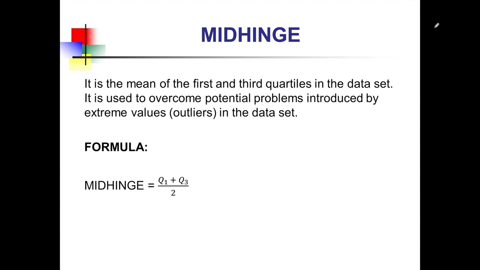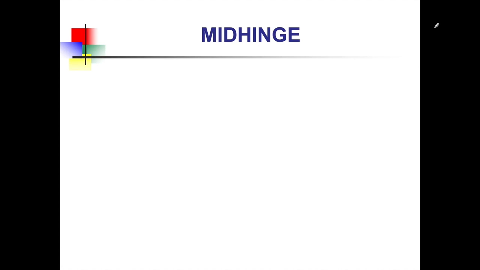Okay? So for Midhinge, ang formula niya napakadali lang: quartile 1 and quartile 3, i-add natin sila, divided by 2. Since by definition, it is the mean of the first and the third quartiles ng ating dataset, may it be ungrouped or grouped dataset.